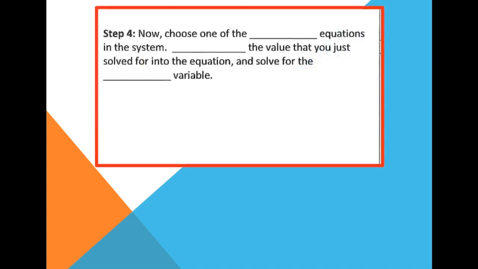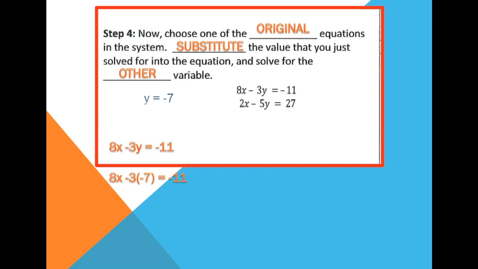Okay, step 4: we're going to choose one of the original equations, substitute the value that you just found, and solve for the other variable. We just solved for y, which is -7. Here's our original equation, and we're going to use the top equation to substitute in our y value. When we solve, that leaves us with x = -4.